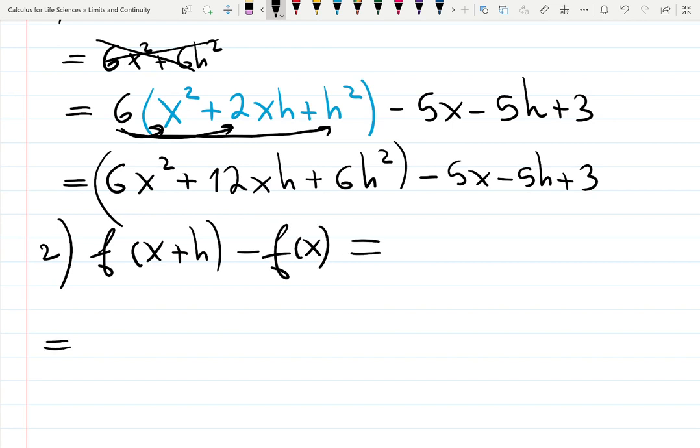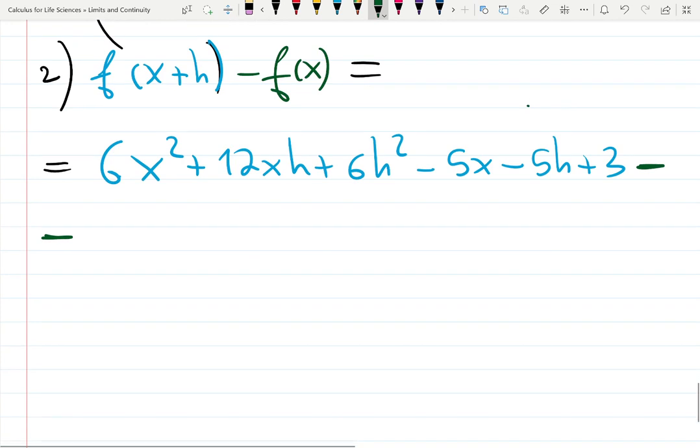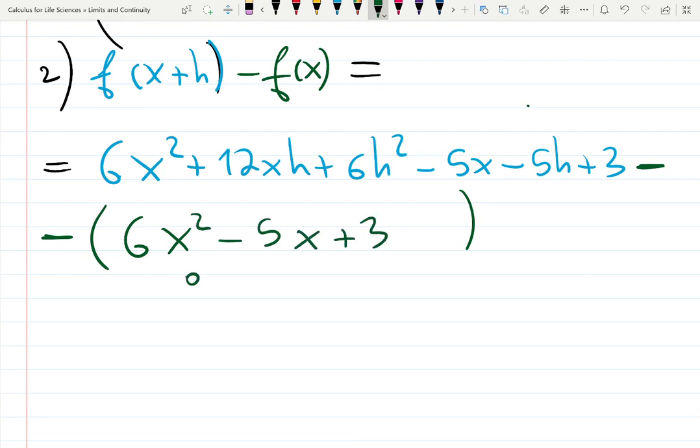Now the fun begins. So I'll put in green. I'll put in blue whatever we already found: 6x squared plus 12xh plus 6h squared minus 5x minus 5h plus 3. I just copied what we just did. And then in green color, I will put the original one. Minus, minus. A big mistake will be if you don't put the parentheses. This is very important. The original function was 6x squared minus 5x plus 3. That is the original. So I just copied it.